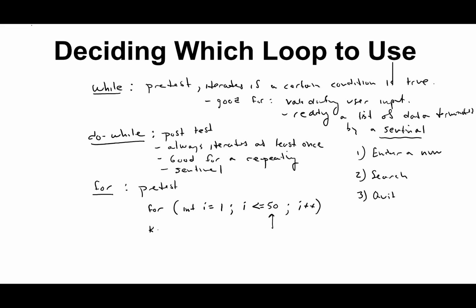So we know the exact number of iterations for our loop. These are some rough guidelines for when to use a while, do while, or for loop.